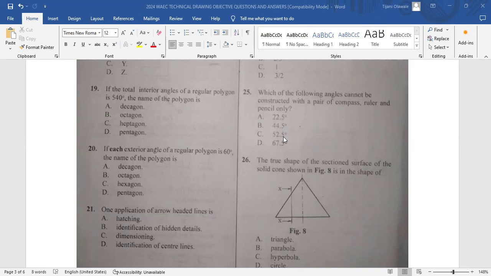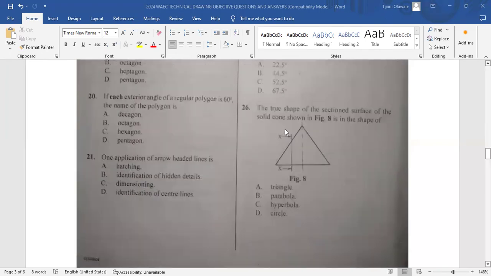So 105 divided by 2 will give us 52.5. So we can construct angle 105. That's 90 plus 15. Then this one is angle 135 divided by 2. So we can construct angle 135. So you can construct angle 120 plus 15. That will give us 135. So the answer to question 25 is 44.5. Such an angle cannot be constructed with the use of a pair of compass.